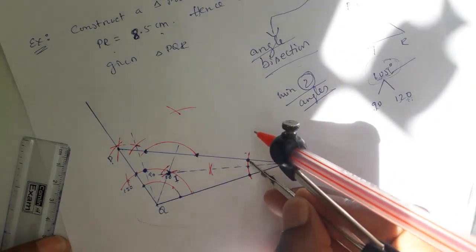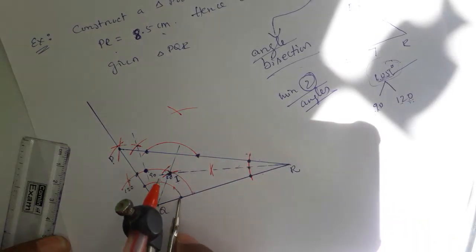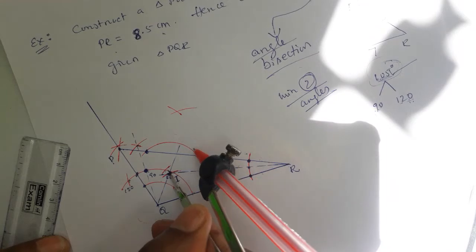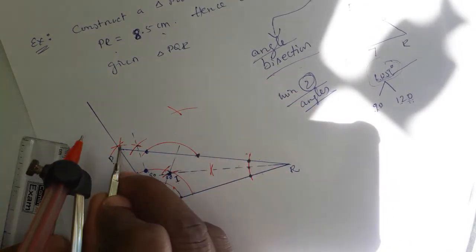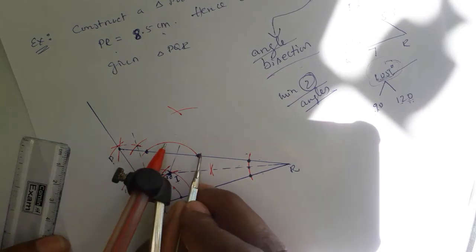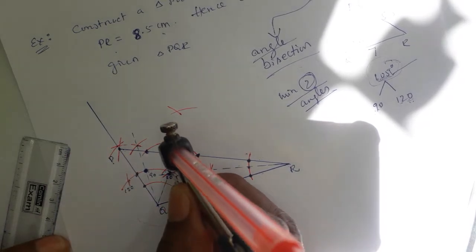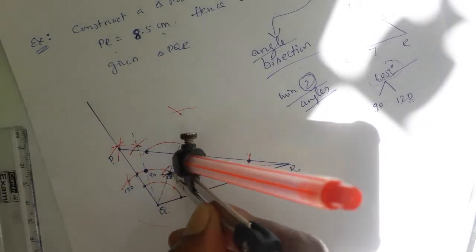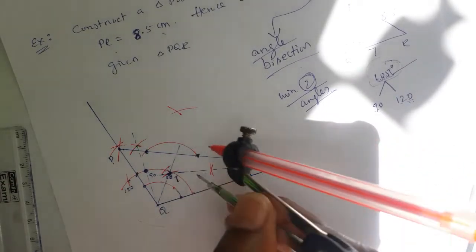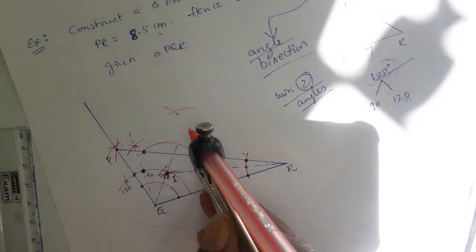First the R angle I bisected like this, and the Q angle I bisected. Both are meeting at I. So go to I, keep the compass at I, and mark an arc such that it cuts the PR side at 2 points. Look at the 2 points. If you mark an arc inside, it won't cut the side at 2 points. Therefore, I made an arc such that it meets at 2 points.